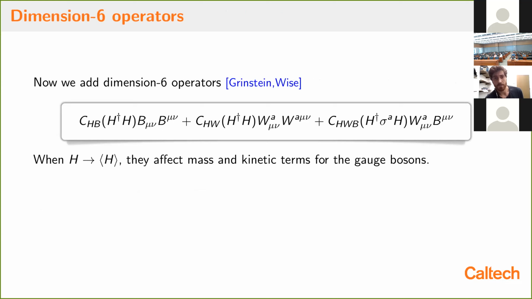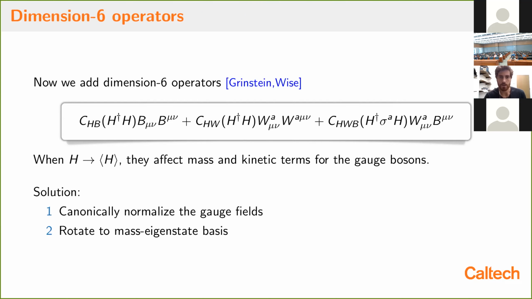And you can see this if you just imagine that the Higgs fields here take on their vacuum expectation values, these operators now affect the kinetic term of the gauge bosons. This is, of course, well known a long time ago and was solved there as well. So the solution now is to redo the calculation of the mass eigenset basis in 2 steps. First, you want to canonically normalize your gauge fields, and then you want to rotate to the mass eigenset basis.